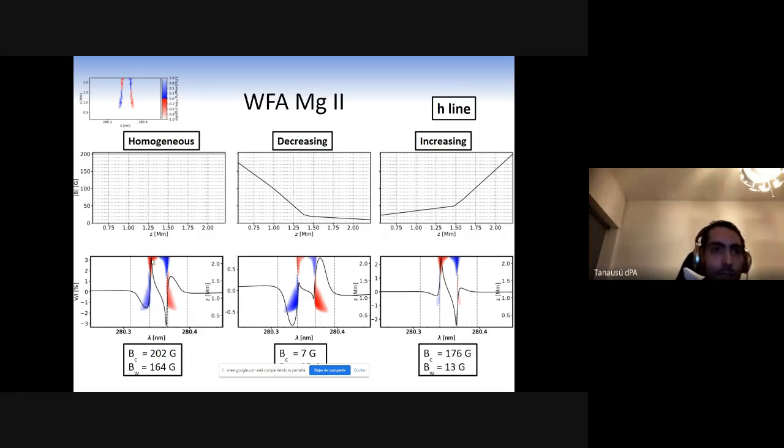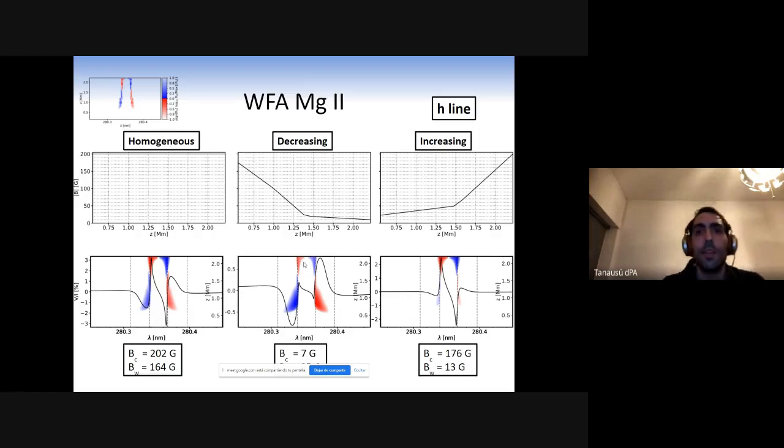Starting from the homogeneous one, in this case, the height doesn't matter because it's constant. We see that the core gives us 202 Gauss. That is pretty close to the original magnetic field of 200 Gauss. But the application to the wings gives us 160 Gauss. Therefore, we have an underestimation of around 40 Gauss, even in the easiest case.